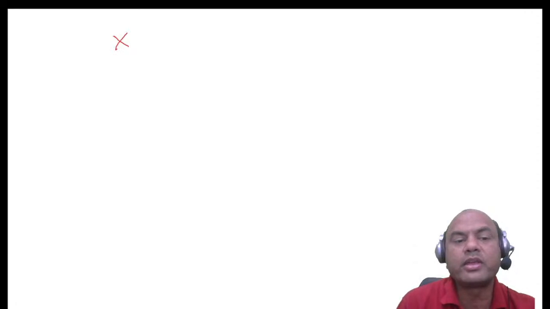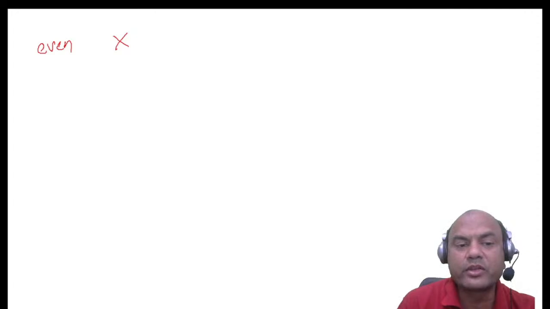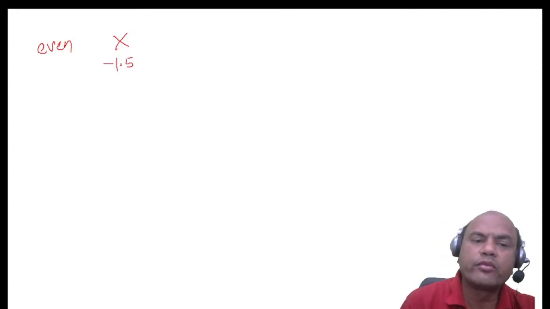Because look at this. X, whenever we have even numbers, even. What were the x values? Minus 1.5, something like this. It was in points. So whenever it is in points, it's difficult to calculate. In points, it is very difficult to do the calculations.